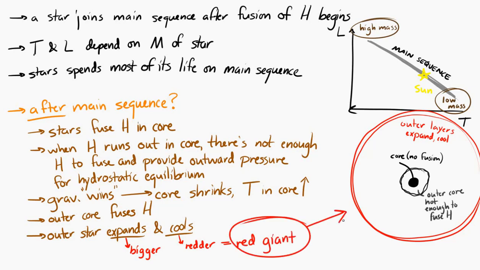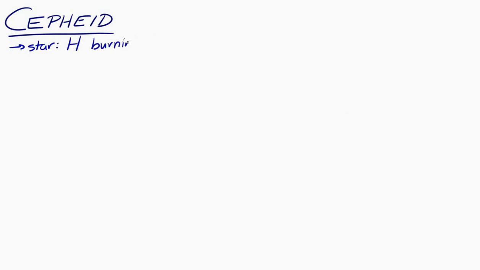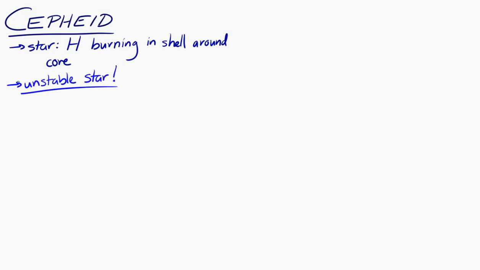Now, before we go any further, I want to look at a specific type of star that's in this situation called a Cepheid. So a Cepheid is a star where hydrogen is burning in a shell around the core. And it is an unstable star. It's unstable because of this. So the core compresses in a Cepheid variable star.